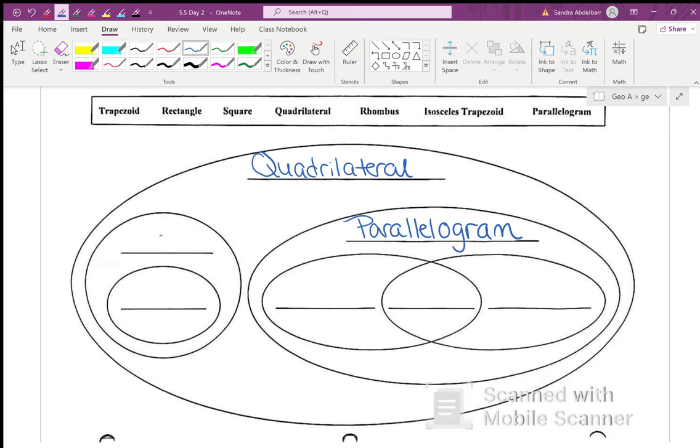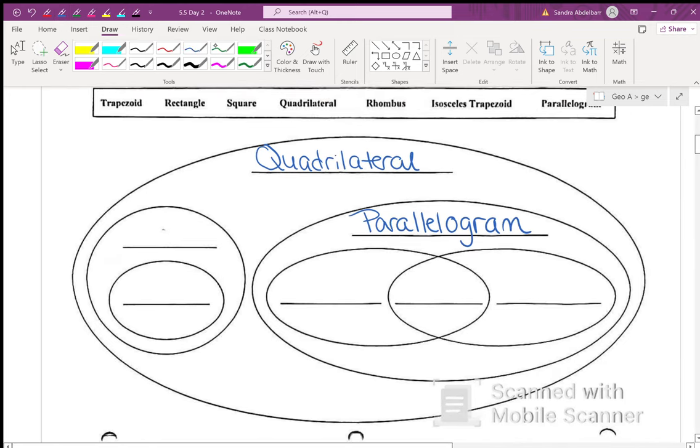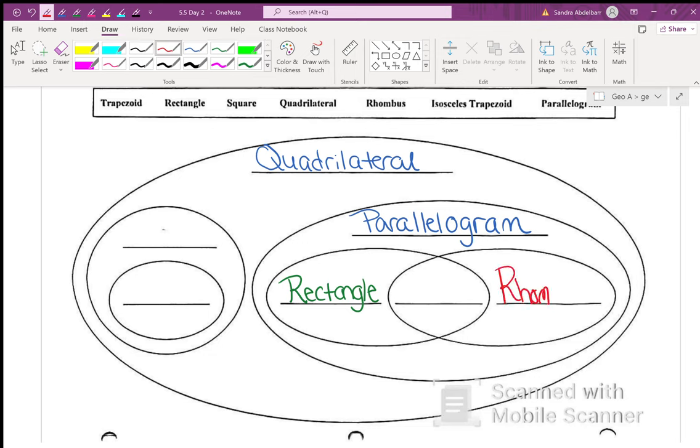And then within that parallelogram, we had subcategories of parallelograms. We had the rectangle, we also had the rhombus, and if you put all three of those together, what did we get? Square. The square, you got it.